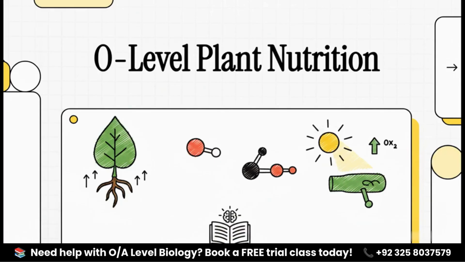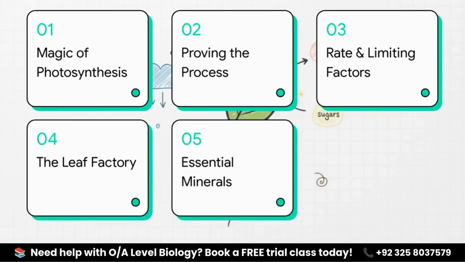Ready? Let's go. Here is our quick roadmap for today's session. We've got 5 key checkpoints. First, the magic of photosynthesis. Second, proving the process. Third, rate and limiting factors. Fourth, the leaf factory. And finally, number 5, essential plant minerals.